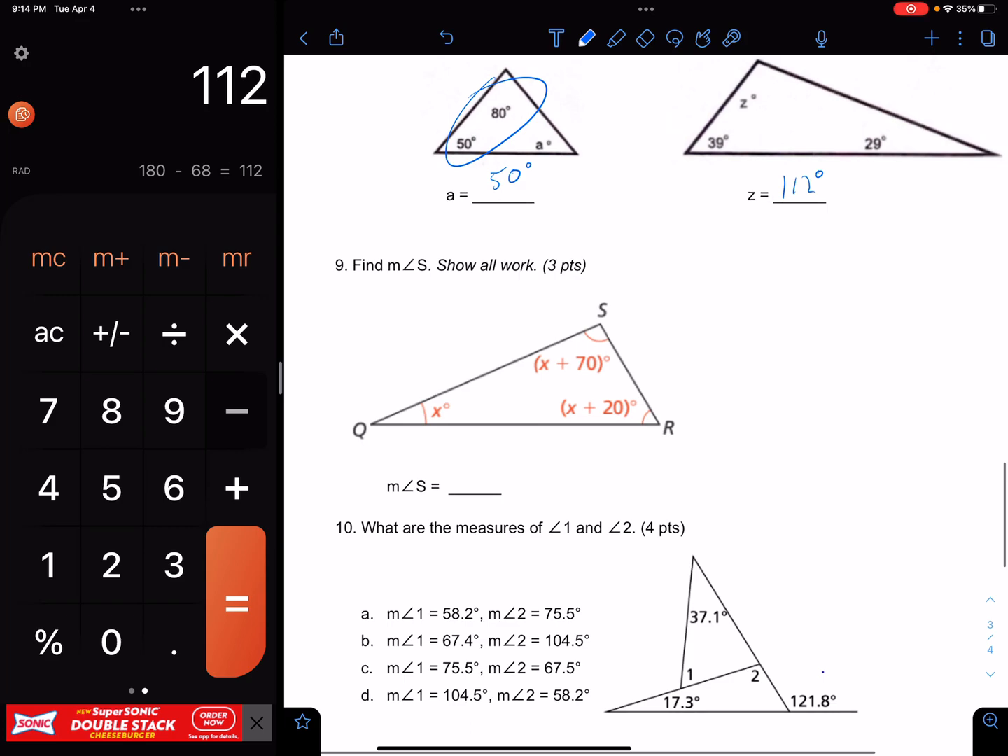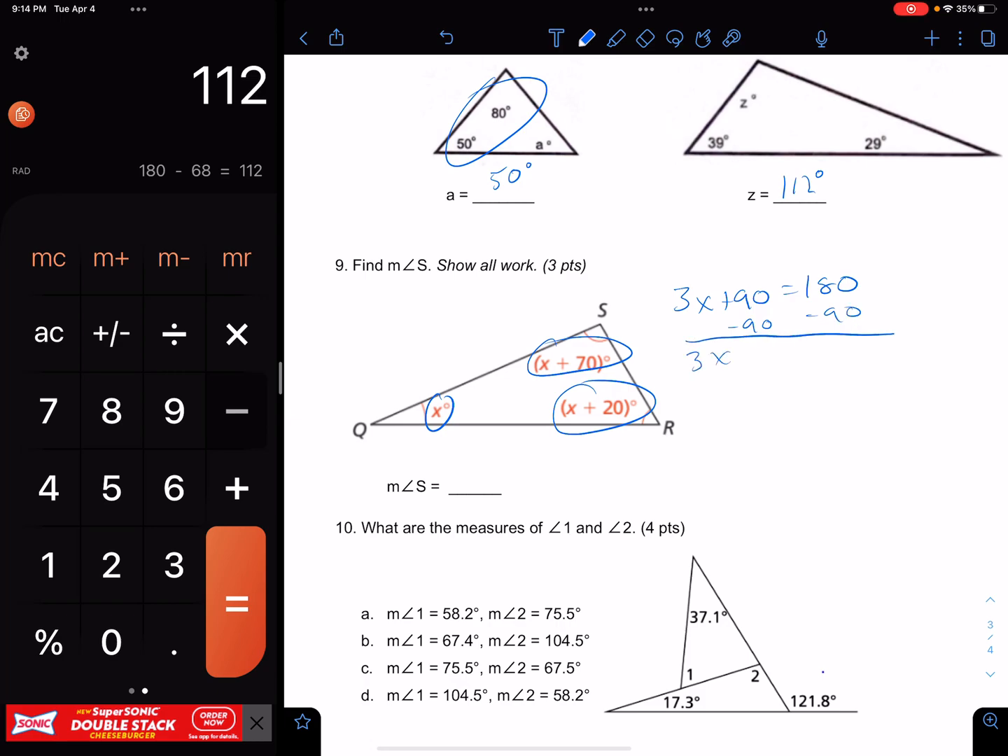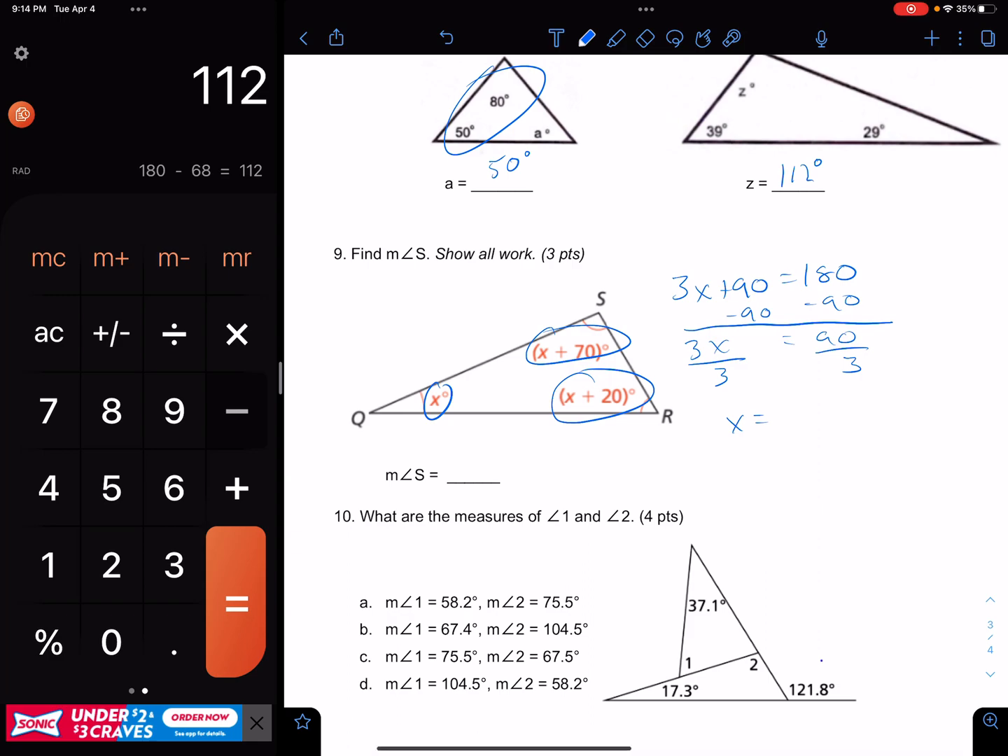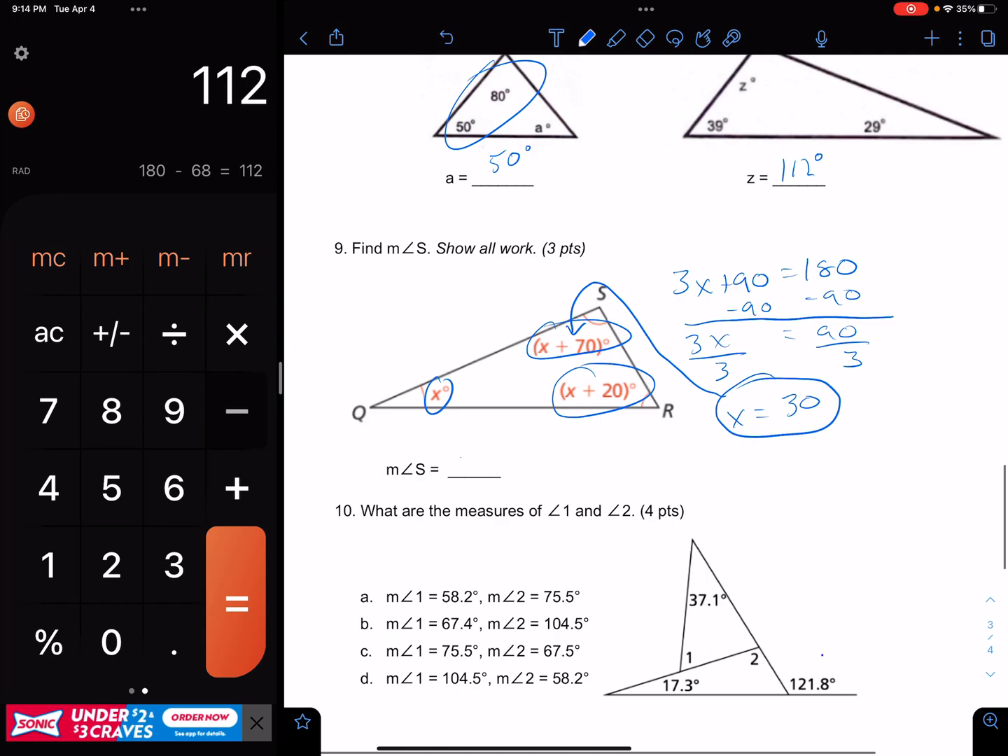The next one, again, triangles add up to 180 degrees, so I add these three together. So I have 3 x's. 70 plus 20 is 90 equals 180. Subtract 90 from both sides. So 3x equals 90. Divide both sides by 3, just like that. So x equals 30. And I guess we have to find angle S. So I plug that back in. 30 plus 70 is 100.